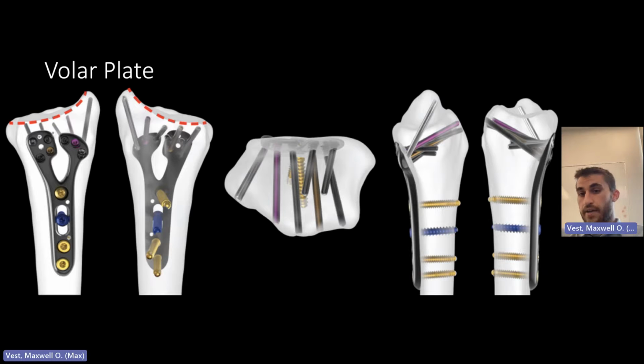This is a nice schematic of this volar plate, and essentially, if you can understand the details of this plate, it'll really help you understand how these work to fixate these fractures. And there's a couple different views here that are helpful to really understand how these distal screws and pegs are designed.